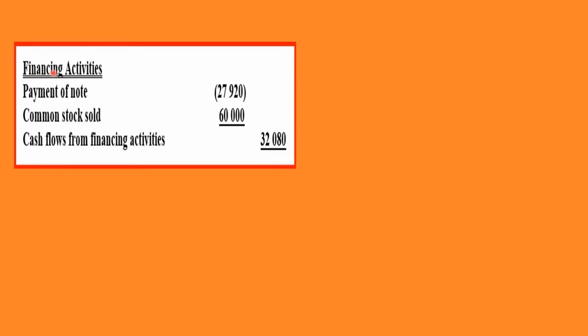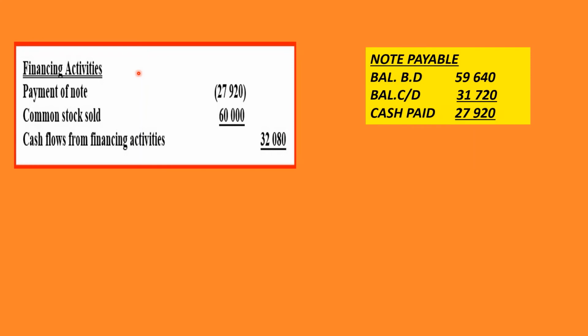So we look at the financing activities. First is the payment of the note payable, the balance brought down from the balance sheet. 2010 was 59,640. You should verify that, and the balance carried down in 2011 is 51,720. It means we have made a cash payment of 27,920.